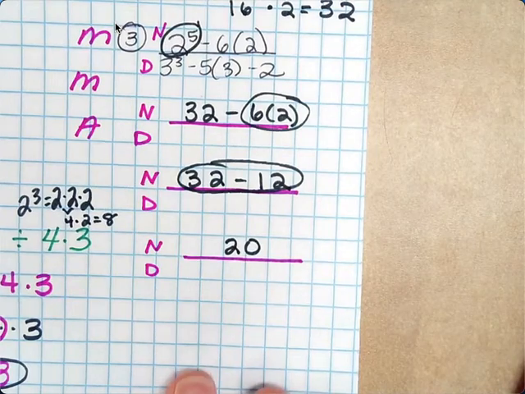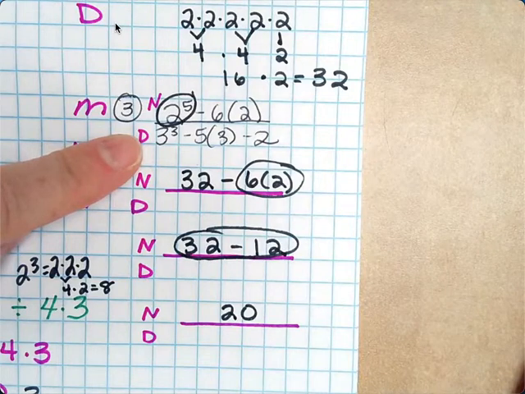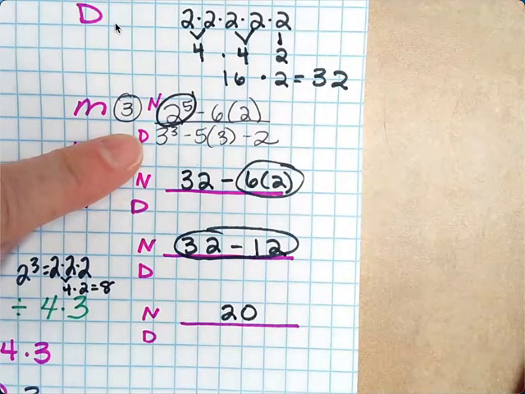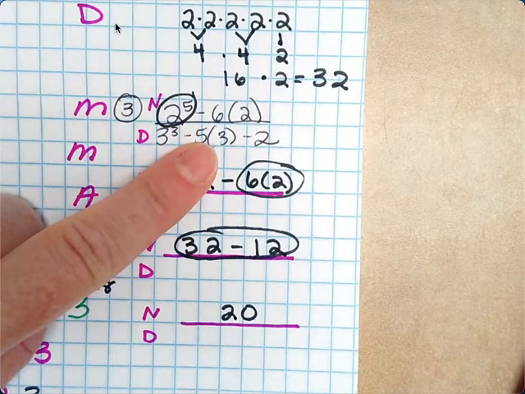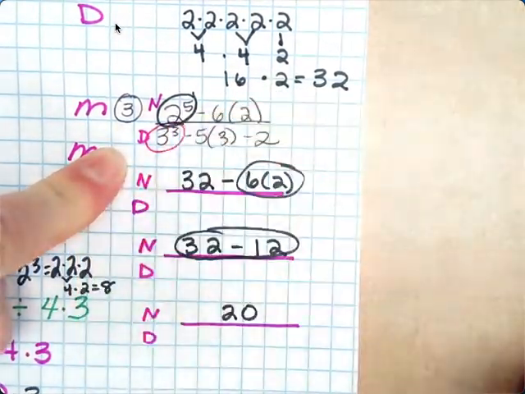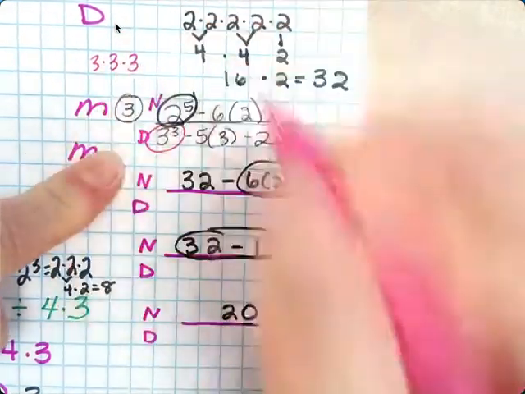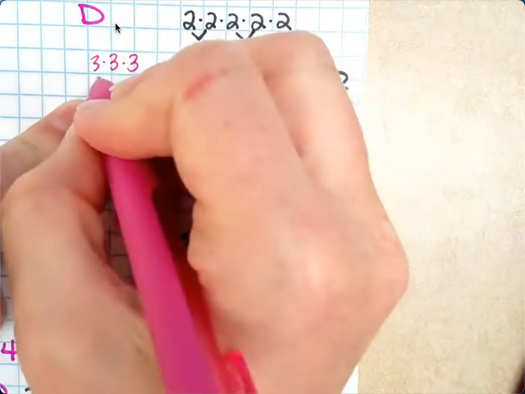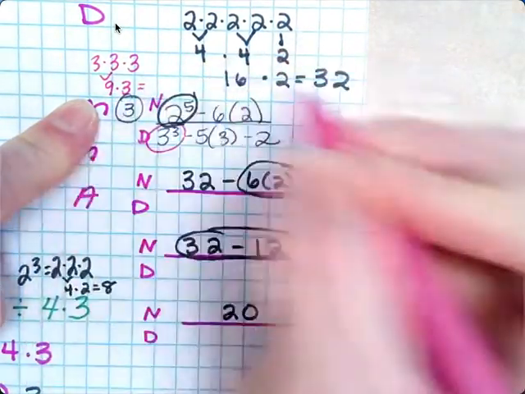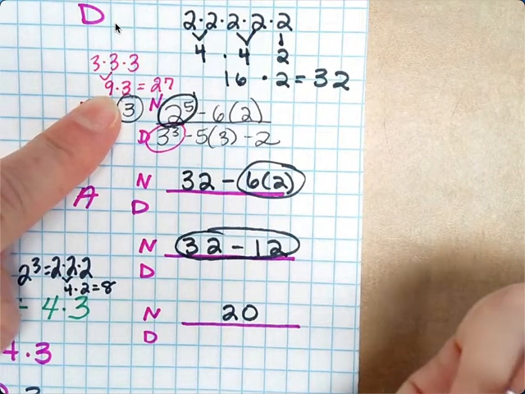Okay, so the next step is deal with the denominator. So let's look at it. 3 to the 3rd minus 5 times 3 minus 2. So order of operations. So parentheses, but the only thing in parentheses is just a number. Can't do anything there. Exponents first, so 3 to the 3rd power. So that means 3 times 3 times 3. So I'm just putting it kind of up here. I multiply 2 numbers together. 9. 9 times 3. 27. Nope, 3 to the 3rd power.